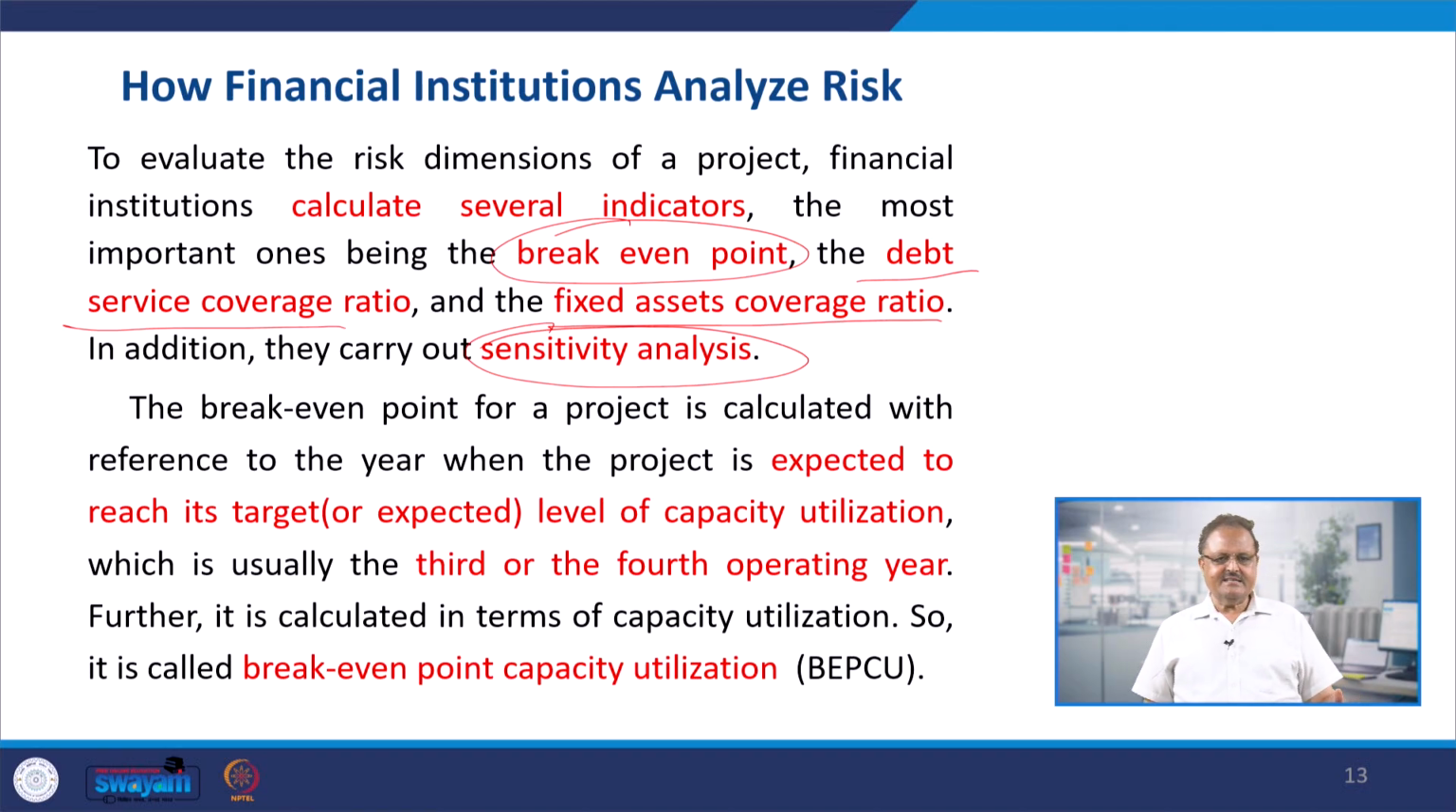If the firm has reached the break-even point, then it's fine. So you have to see two things: capacity utilization and period of time, 3 years or maximum 4 years. So if they reach the break-even point by using the targeted capacity by the end of the third or maybe the fourth year, then it's a useful investment for the financial institutions. Otherwise, it's not a useful investment for them.